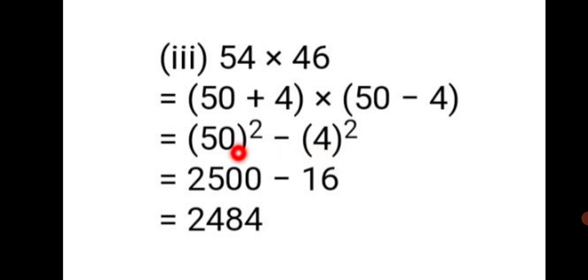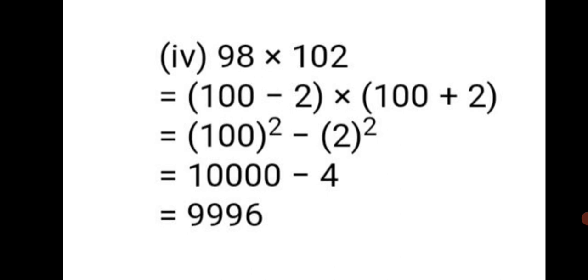Solve it. 50 square is 5 5s are 25, and instead of 1 zero there will be 2 zeros now. So 2500 is 50 square. 4 square is 4 into 4, 16. 2500 minus 16, you get your answer as 2484. So 54 into 46 is equal to 2484. We have got the answer using the formula a plus b into a minus b is equal to a square minus b square. So though we are not able to see a plus b into a minus b, we can see the numbers in its place.